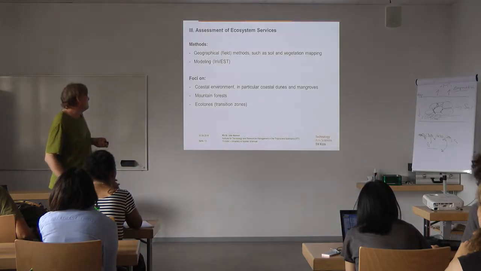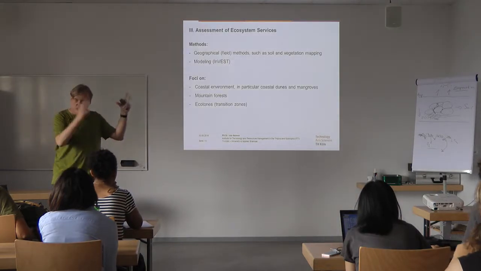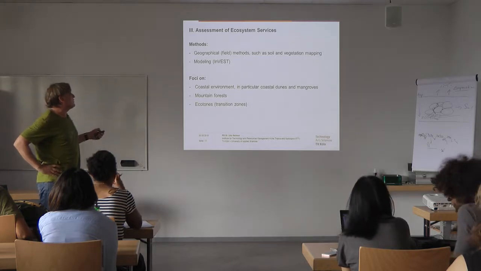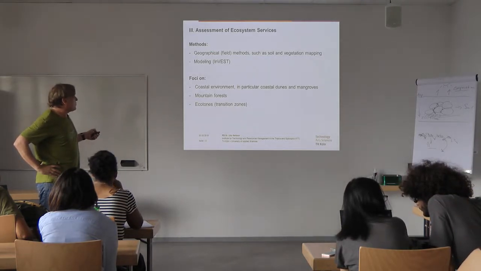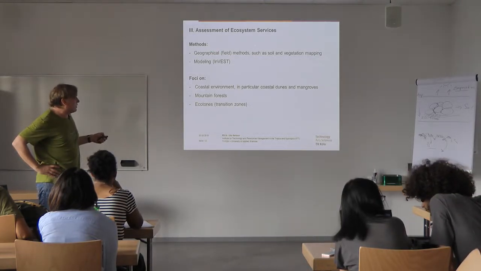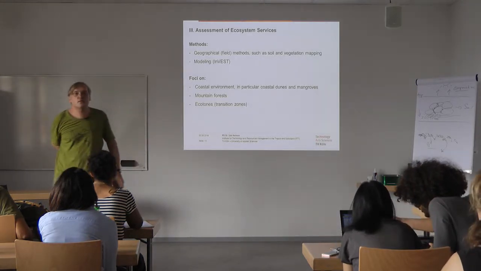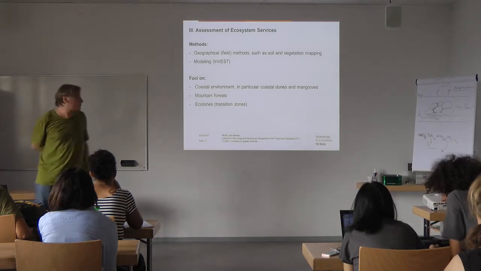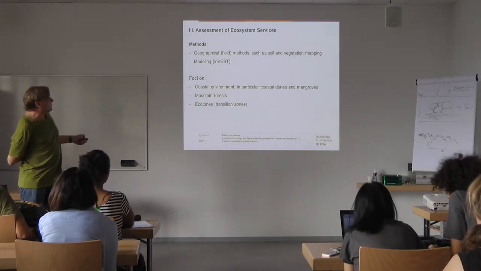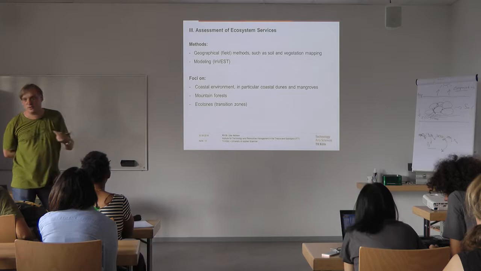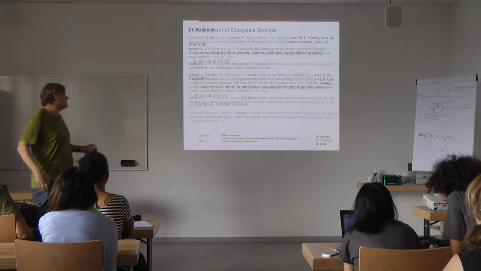No worries. So the third part, the third big block, is assessment of ecosystem services. Methods are geographical field methods, soil vegetation mapping, but also GIS modeling. That means, for instance, we used the InVEST model from Stanford University. The foci are on coastal environments, mountain forest, and again, ecotone, so the same focal regions, actually.